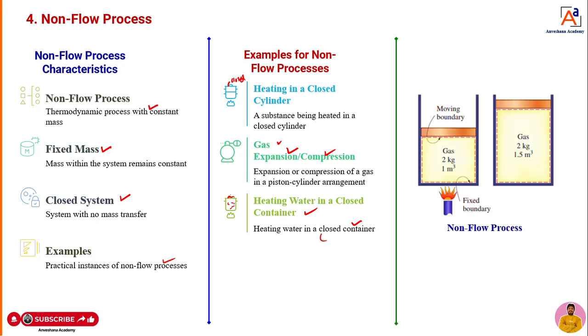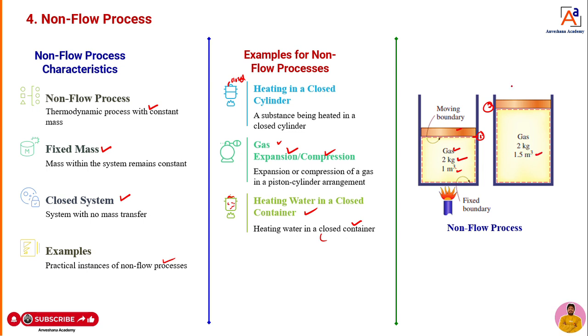How is it? You can see here, dear students. Now, I will take a container, a piston and cylinder arrangement. I will take 2 kg of gas initially. It is going to have some volume, 1 meter cube, mass 2 kg. I have taken one gas. I will heat it now for a minute or two. When we heated it, the piston moved from this point to this point. That means volume is increased from 1 meter cube to 1.5 meter cube.